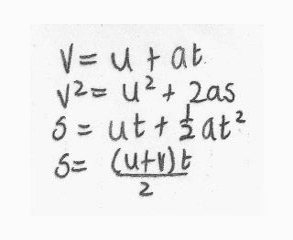To do applications on Newton's laws of movement, you can use the following equations. V is equal to U plus AT, V squared is equal to U squared plus 2AS, S is equal to UT plus a half AT squared, and S is equal to U plus V times T divided by 2.